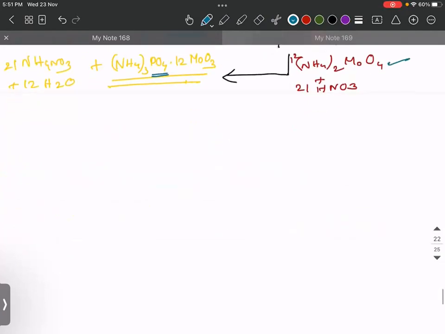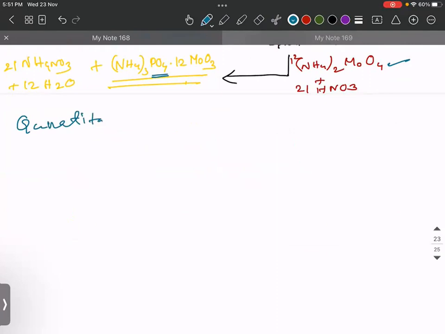And then quantitative analysis. Quantitative analysis can be done by elemental analysis.